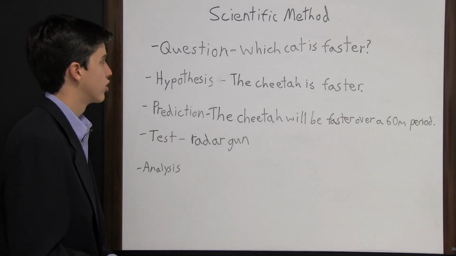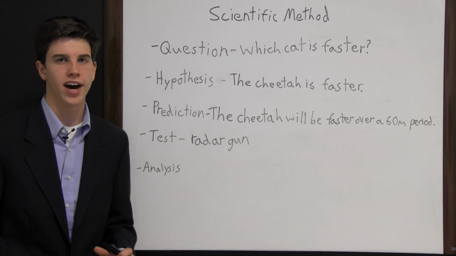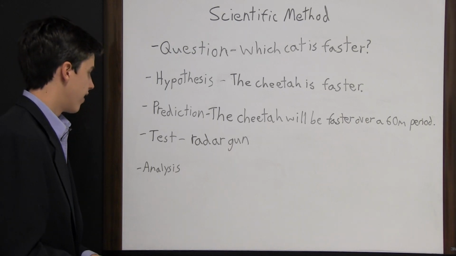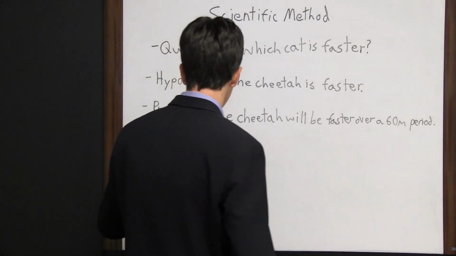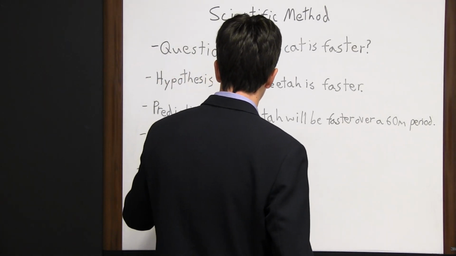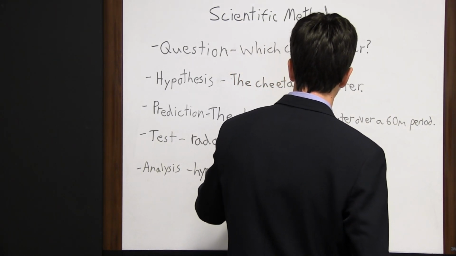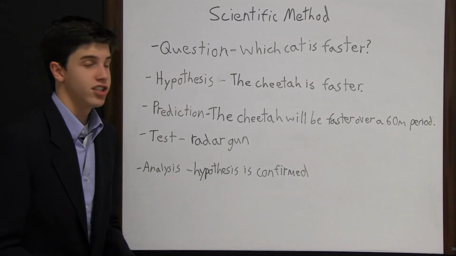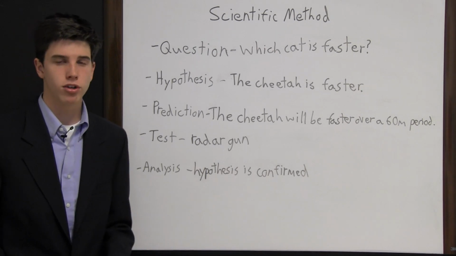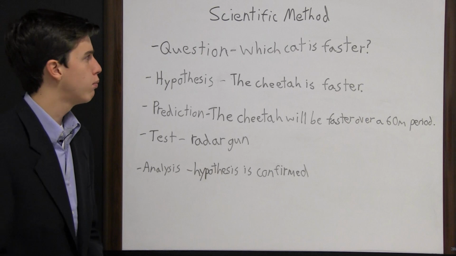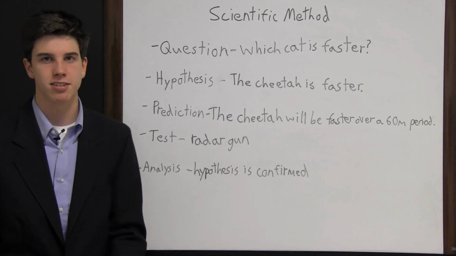Then comes the analysis portion of the scientific method. This is when the scientist looks at the results and decides whether they prove or disprove the hypothesis. So in this case, the analysis is going to prove and confirm the hypothesis. So I'm going to write here that the hypothesis is confirmed because the results of the experiment showed that indeed the cheetah was faster than the lion. So if my example confused you a little bit, don't worry about it. The important thing to remember is the main points of the scientific method: the question, hypothesis, prediction, test, and analysis.